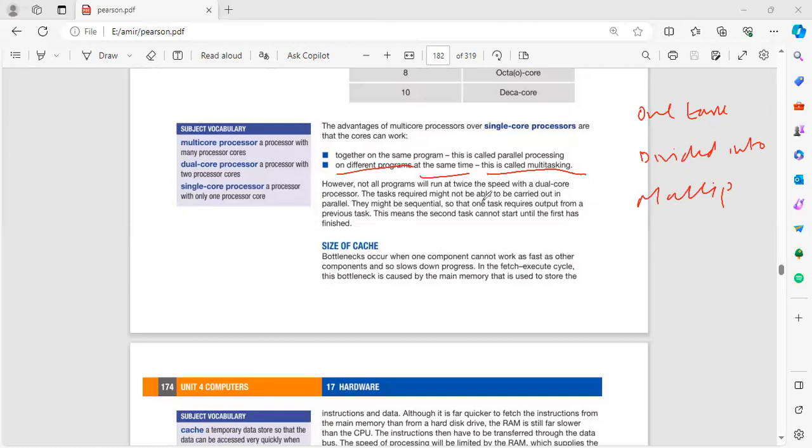However, not all programs will run at twice the speed with a dual core processor. The tasks required might not be able to be carried out in parallel. They might be sequential, so that one task requires output from a previous task. This means the second task cannot start until the first has finished. This is the demerit of using a dual core or multi-core processor.